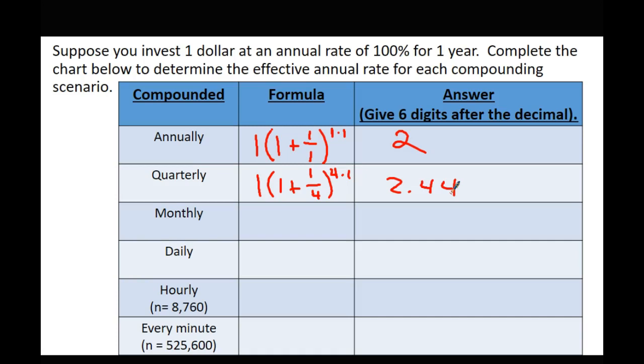Now I'm not going to do the rest of these, but what I want to illustrate to you guys, and it seems kind of like stupid and pointless, but there's a reason for it, is what happens as your n value approaches bigger and bigger values. In other words, as n approaches infinity. Okay? So I'm going to compound it monthly, daily, hourly. That's how many hours are in a year. And then every minute. That's how many minutes are in a year. 525,600.